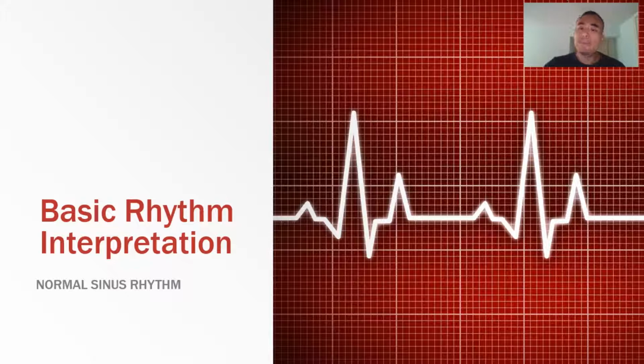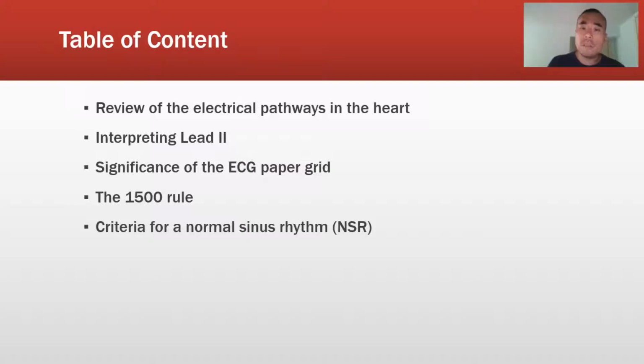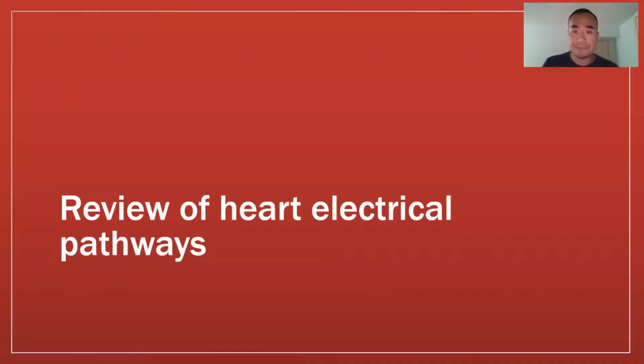In this video we will be discussing basic cardiac rhythms, the normal sinus rhythm, which is the normal rhythm of a healthy heart. Now, in order to be able to understand pathology and abnormal rhythms of the heart, we need to get an appreciation for what is normal first. Some of the things that we will be discussing include a review of the electrical pathway of the heart, interpreting lead 2, the significance of the ECG paper grid, the 1500 rule, and some of the criteria that must be met for a rhythm to be called normal sinus rhythm.